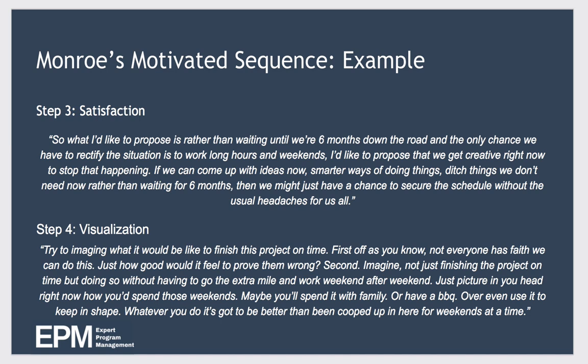So in the third step of Monroe's motivated sequence, the speaker shows a way for the team to avoid those negative consequences that we've just laid out. So what I'd like to propose is, rather than waiting until we're 6 months down the road and the only chance we have to rectify the situation is to work long hours and weekends, I'd like to propose that we get creative right now to stop that happening. If we come up with ideas now, smarter ways of doing things, ditch things we don't need now rather than waiting 6 months, then we might just have a chance to secure the schedule without the usual headaches for us all.